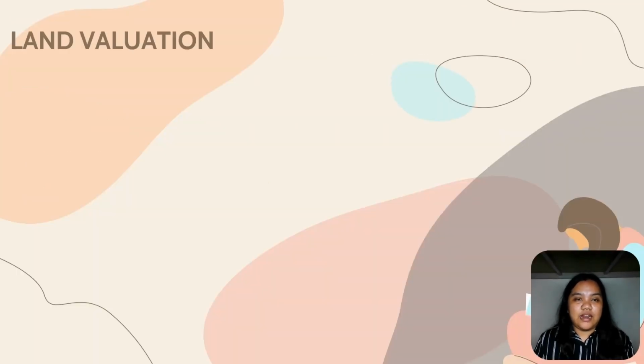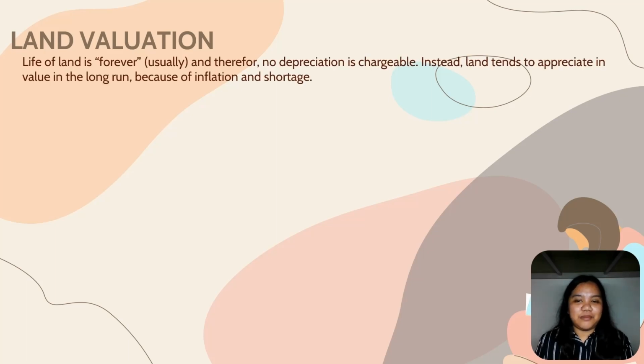Next is land valuation. Land we cannot say depreciates. Usually land appreciates. Land is forever and therefore no depreciation is chargeable. It is not the same as other assets where we charge depreciation as an expense, which would reduce income. So, it is not chargeable. Usually the value of land appreciates because of inflation and shortage.